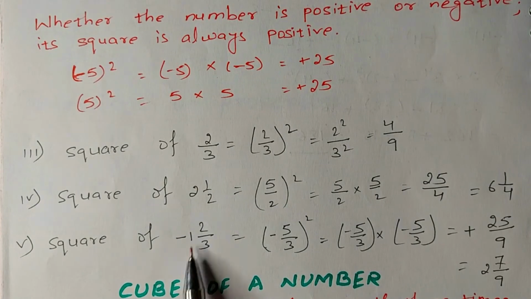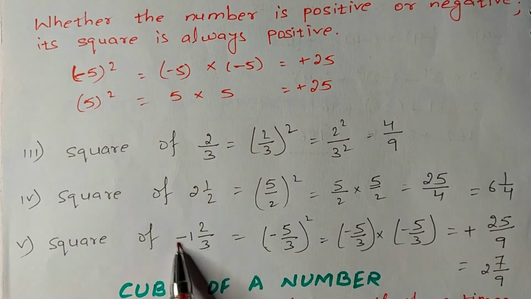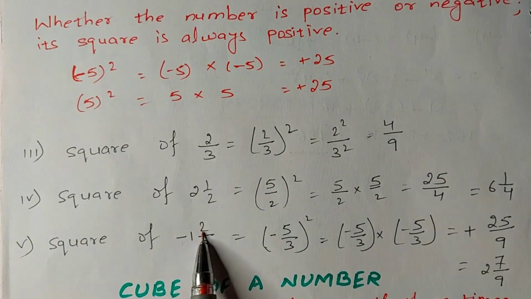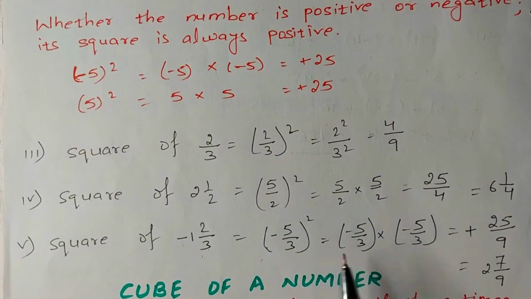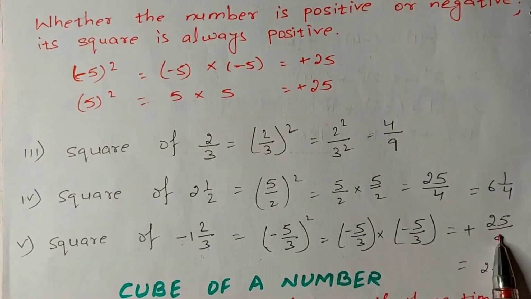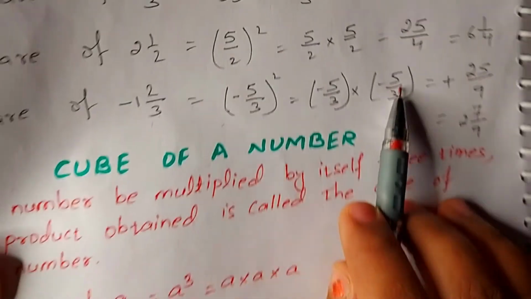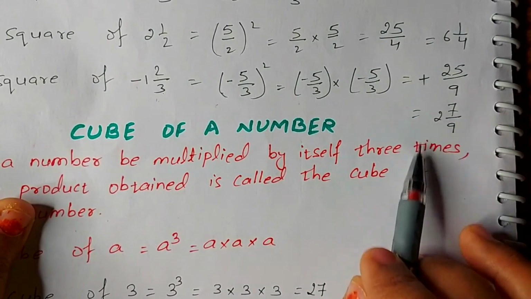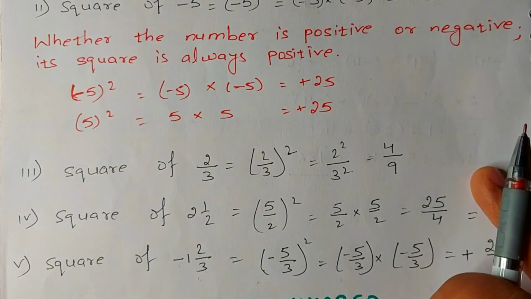One more, minus 1 2 by 3. How much is it? 3 times 1 is 3, plus 2, so minus 5 by 3. Minus 5 by 3 whole square is minus 5 by 3 into minus 5 by 3. Minus into minus is plus, so it's plus 25 by 9. Okay friends, this is about the square of a number.